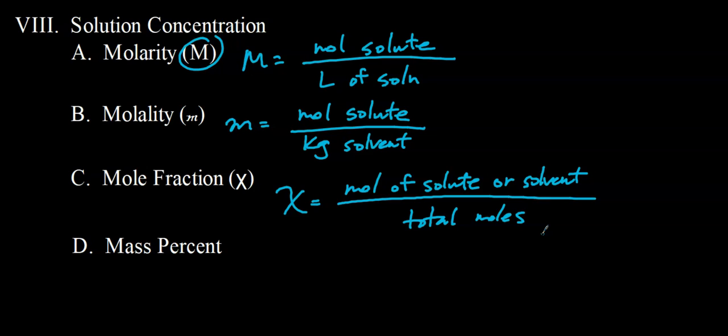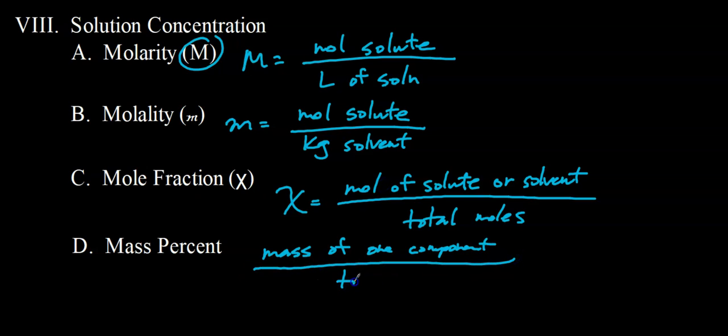And then mass percentage, of course, there's no symbol for that one. Mass of one component of that mixture over the total mass. So it's kind of like mole fraction, except for mole fraction, we leave it as a decimal. For mass percentage, we multiply by 100 to get a percent.